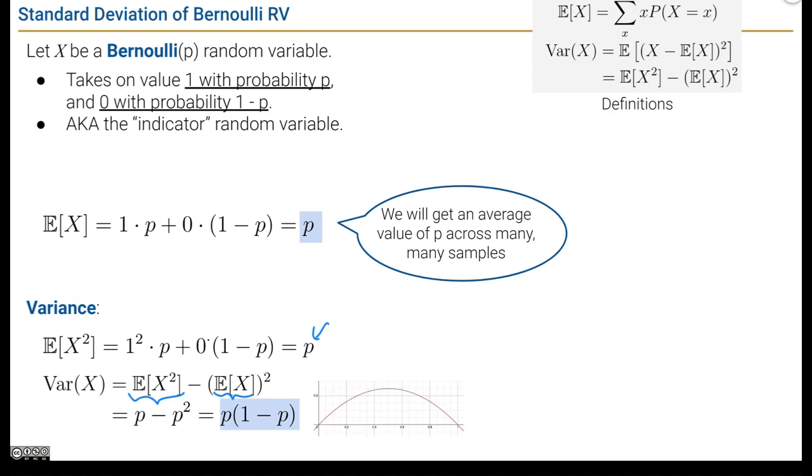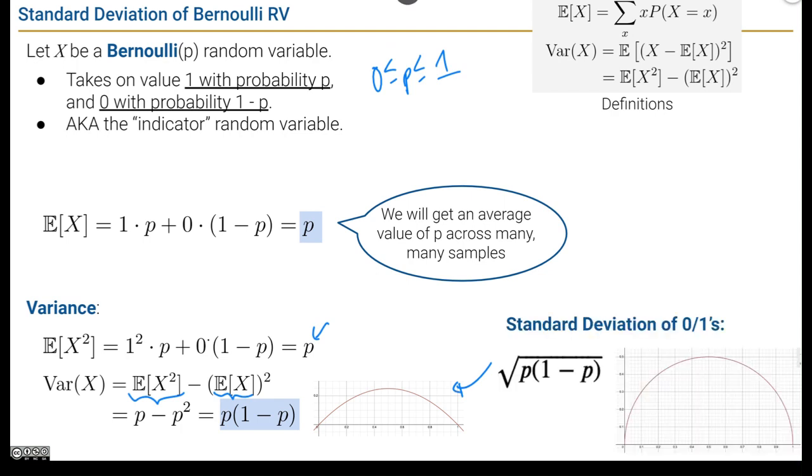If I were to plot p times 1 minus p for p values between 0 and 1, because again, it's a probability, I get this shaped curve. And then if I take the square root, which is the standard deviation, I'm getting this shape. We'll come back to this shape. It's going to play a role in our next video. For now, the key takeaway is the standard deviation of a Bernoulli distribution is the square root of your probability of a 1 times your probability of a 0.